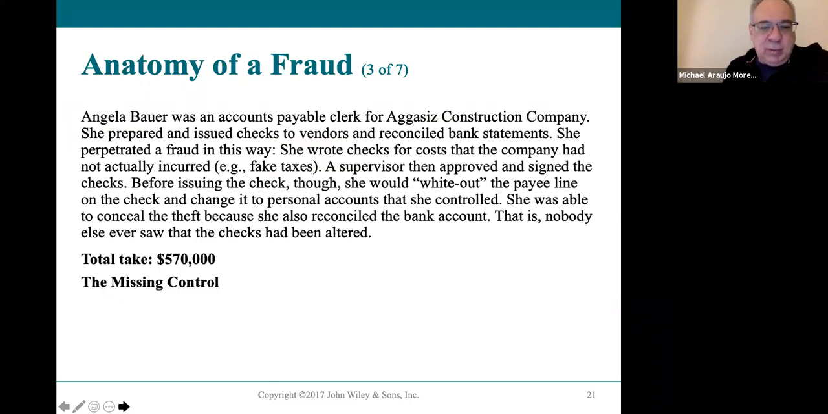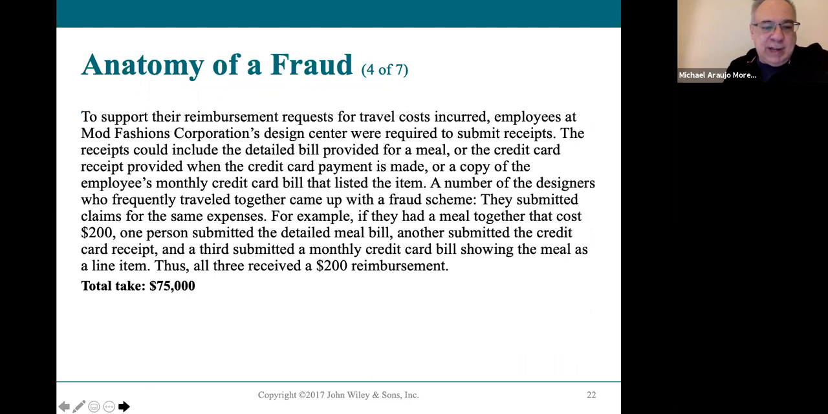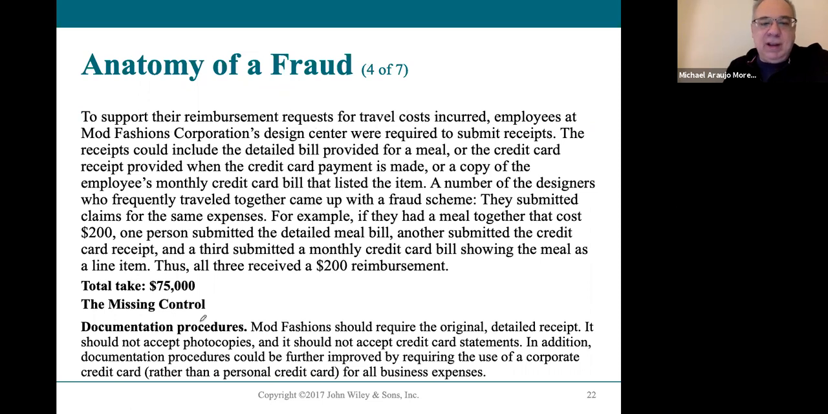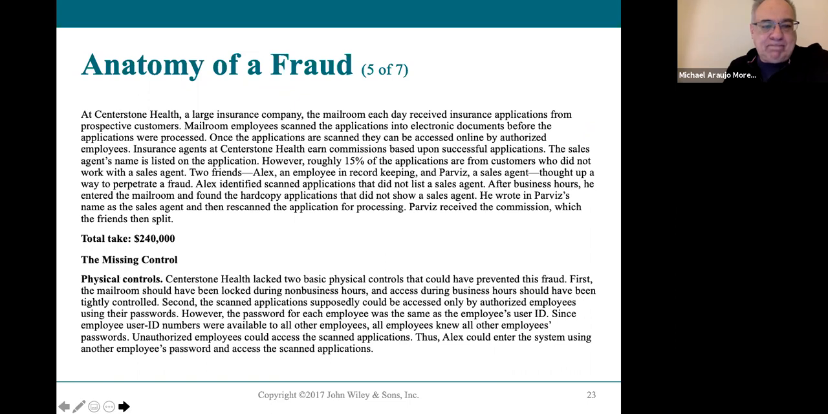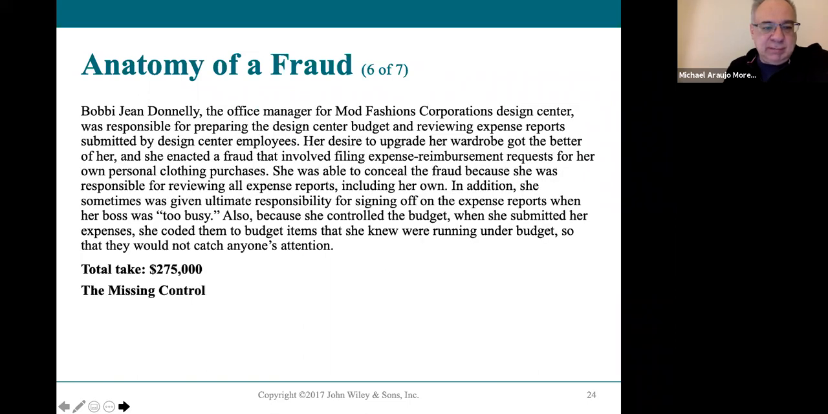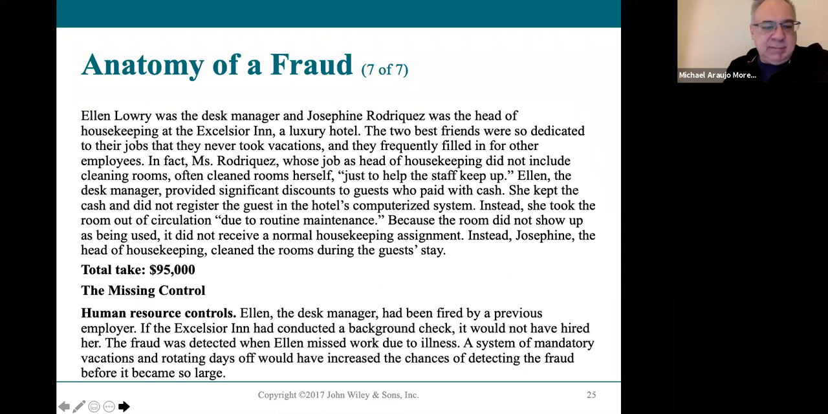And of course, there's a whole bunch of other frauds here from your book that you will be reading about, because you're going to have to identify these as part of your homework in the first section here. So, lots of fraud, sadly.